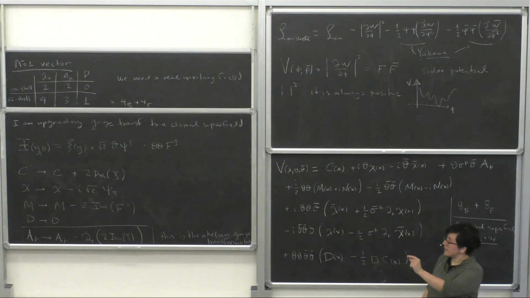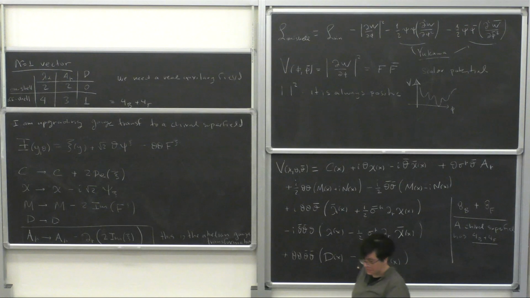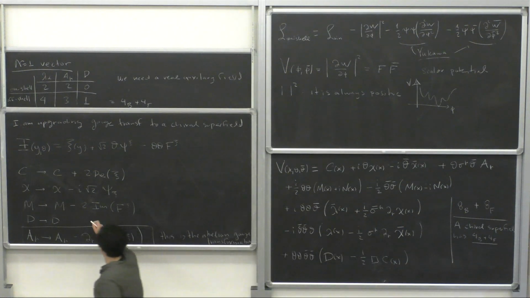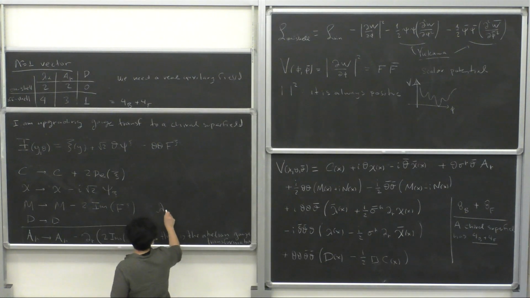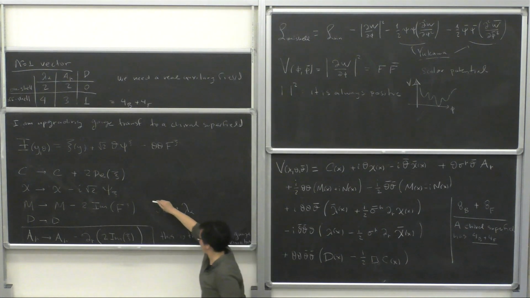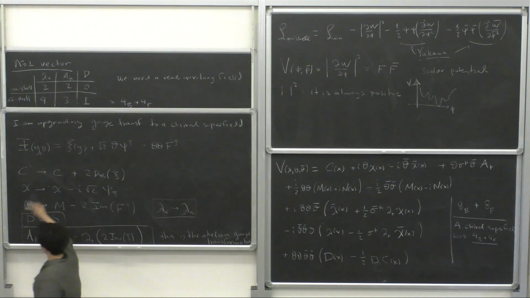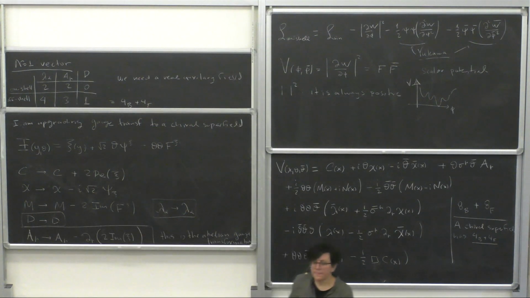And also, super nicely, this D, the auxiliary field, doesn't transform, which is nice. Oh, there is another thing that was important that I should have written. Lambda also doesn't transform. This is also very important. So these are important. Yes? So now everything looks very nice.